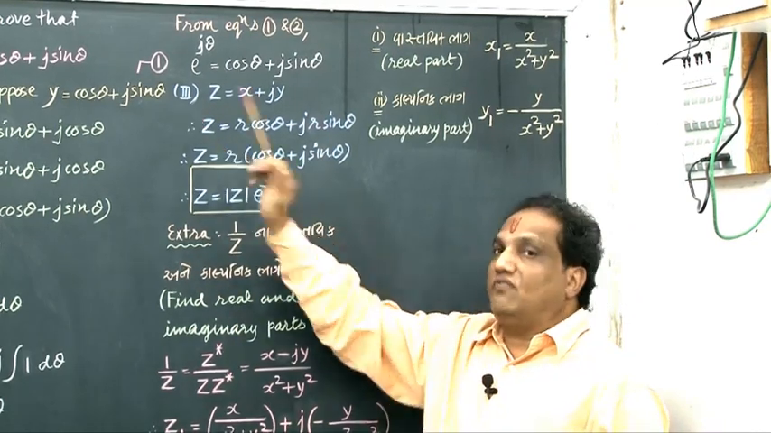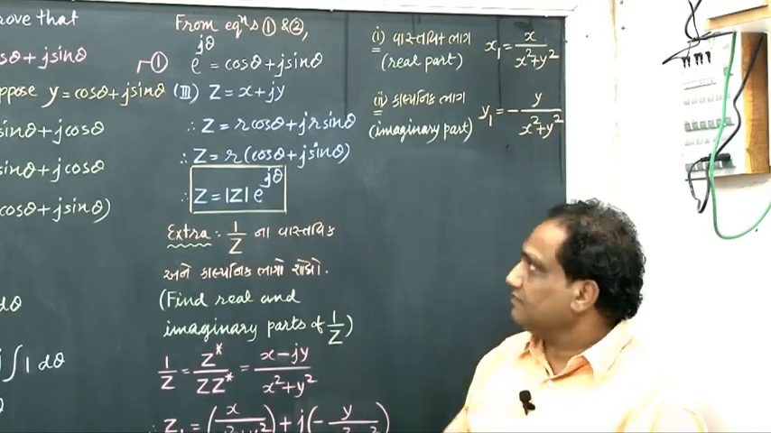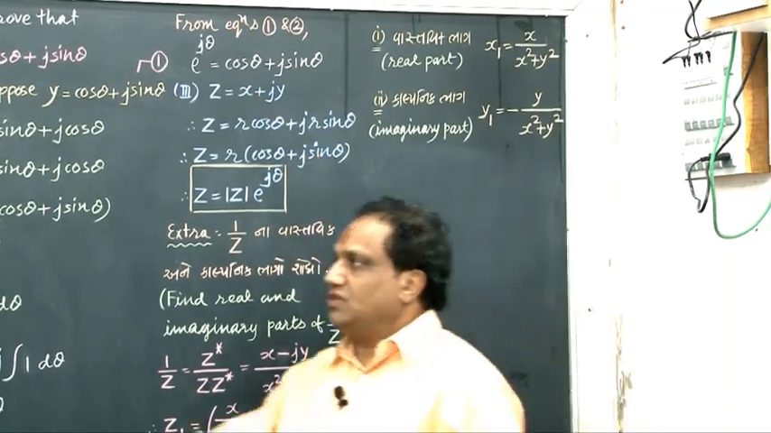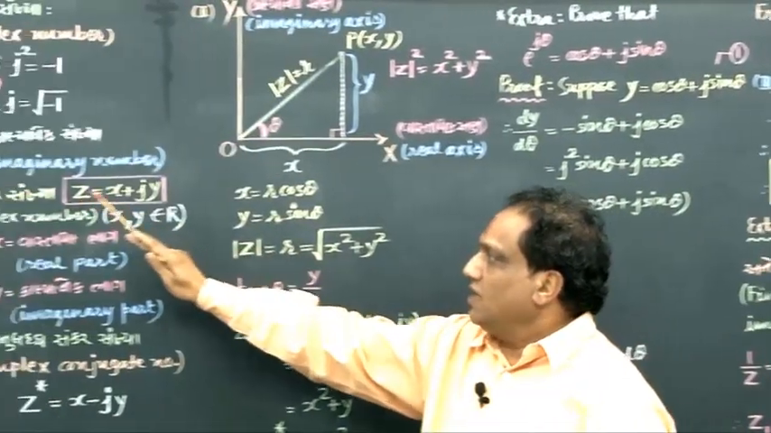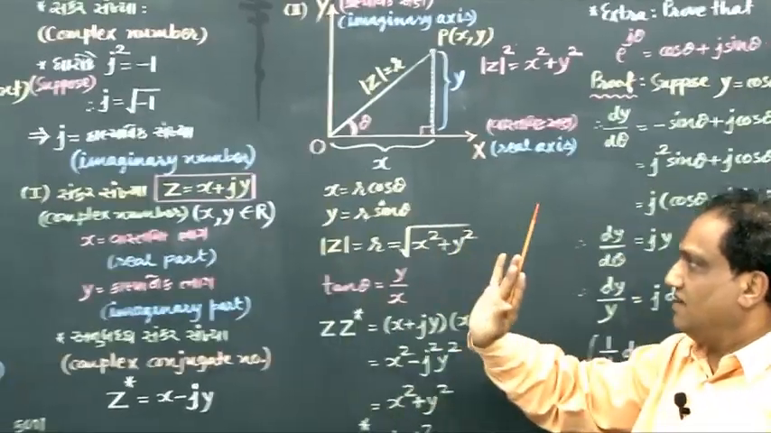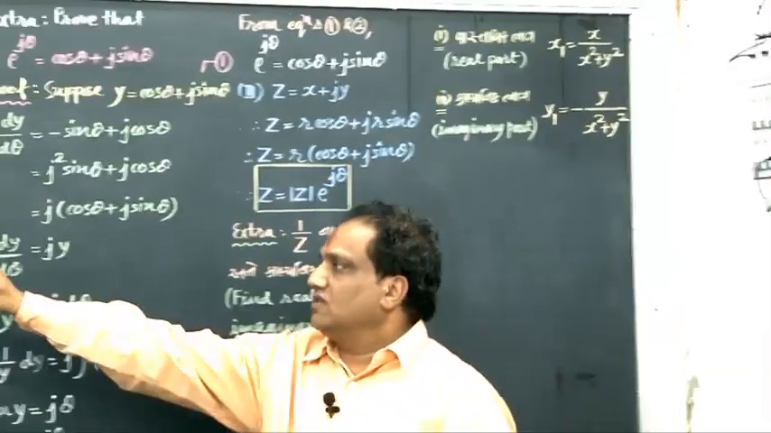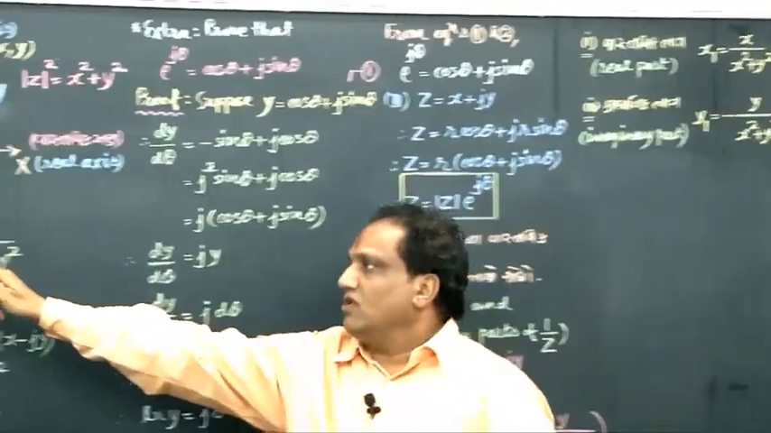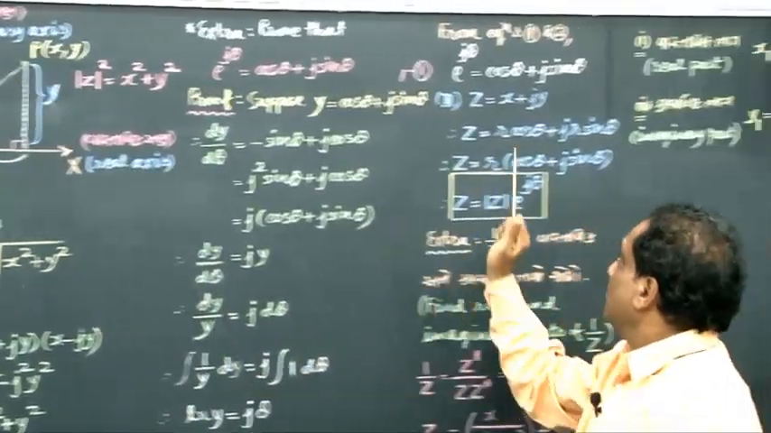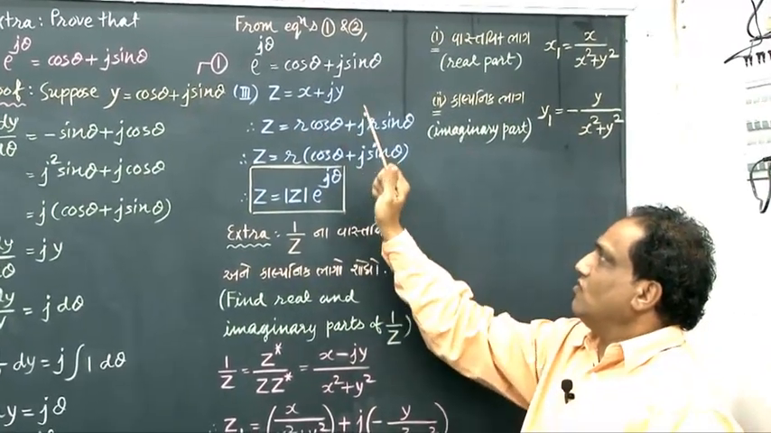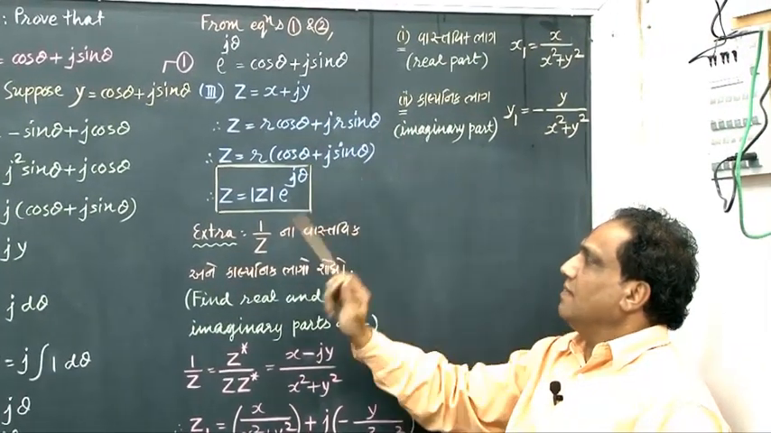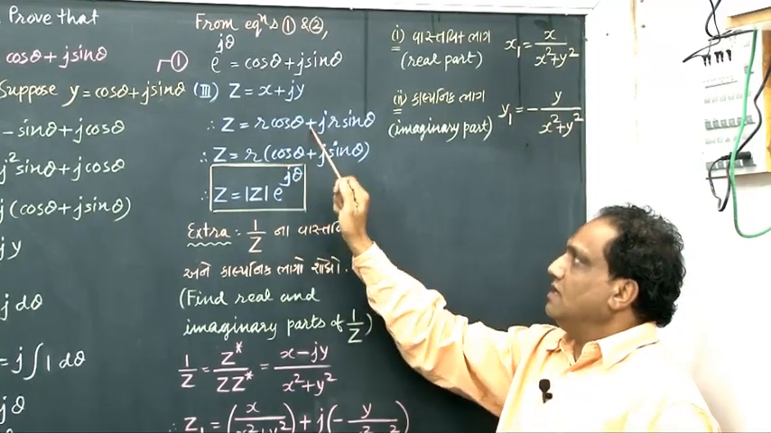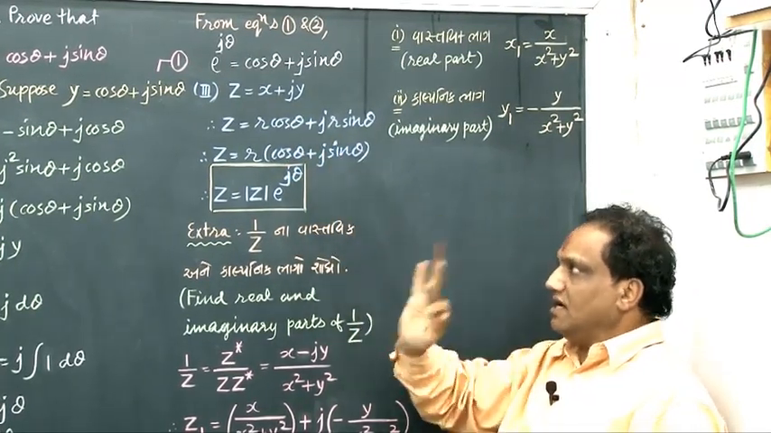What is the third way of representing a complex number? z equals x plus jy from the basic definition. Now put the value of x, x equals r cos theta, and y equals r sin theta. Take r common. Inside the bracket, cos theta plus j sin theta.